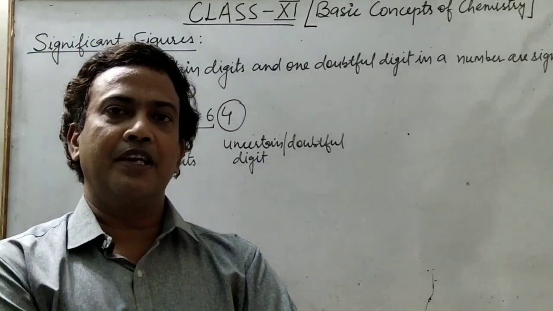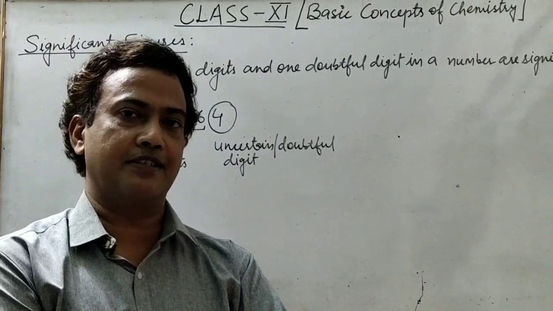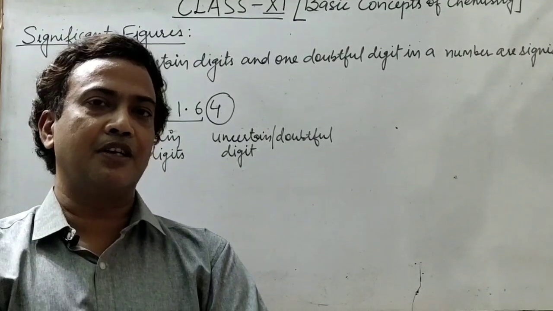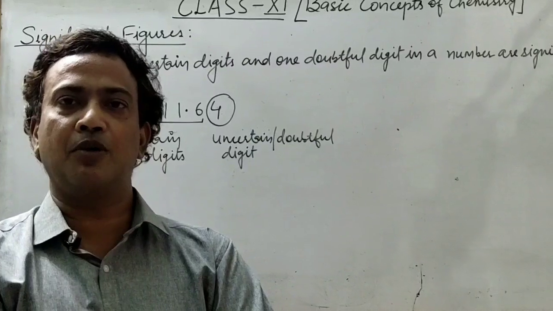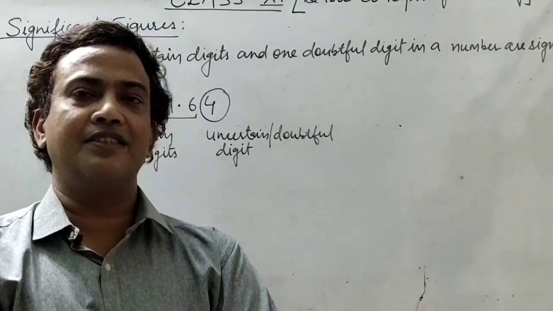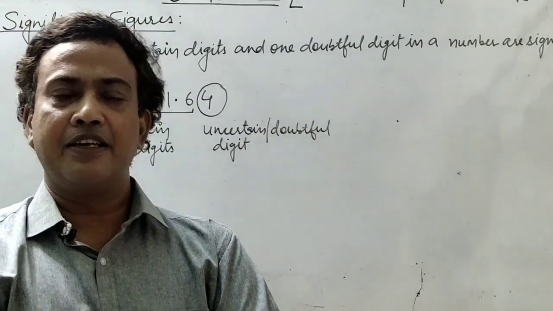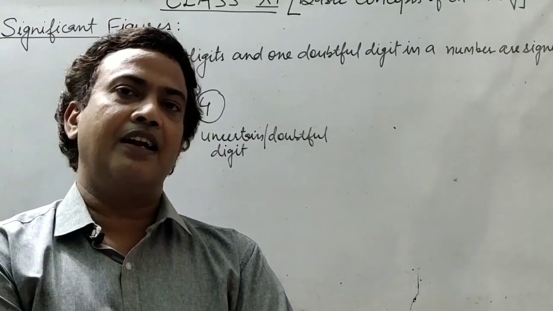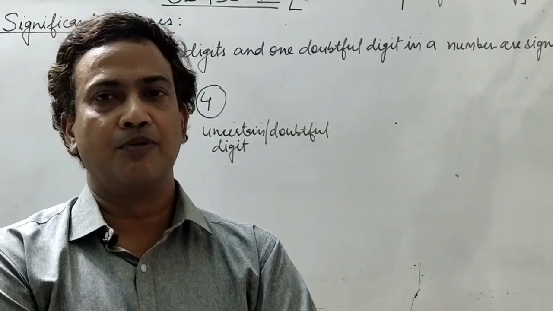Friends, today we have to study the next topic of our first chapter, significant figures. Students, we have to carry out experiments in our chemistry, and during experiments we have to take some observations. In an observation, the last digit is called doubtful digit or uncertain digit. Remaining all are certain digits. All certain digits and the last uncertain digit are commonly known as significant figures.